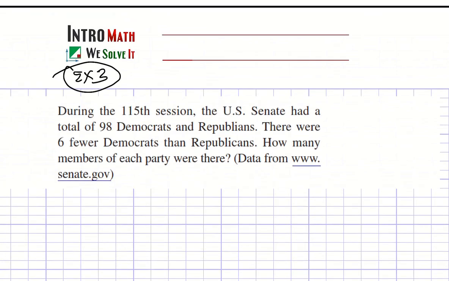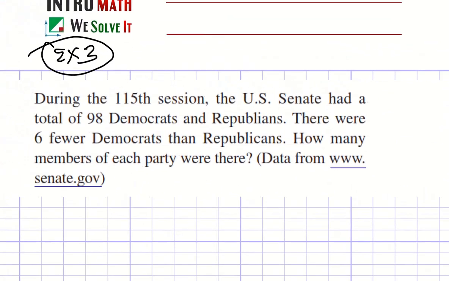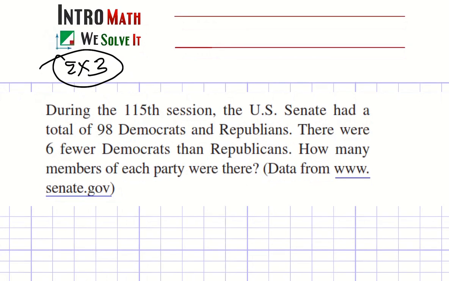We'll move on. Okay, here is the next problem. I hope you can see it. I'm going to read it to you. It says that during the 115th session of the U.S. Congress, the U.S. Senate had a total of 98 Democrats and Republicans. We've done something like this before. There were 6 fewer Democrats than Republicans. How many members of each party were there?